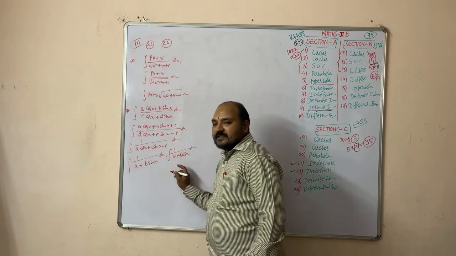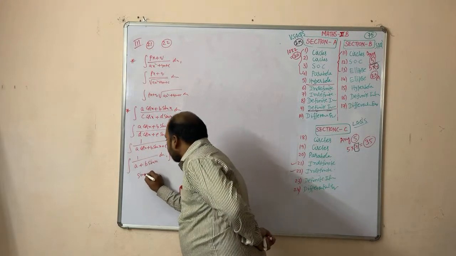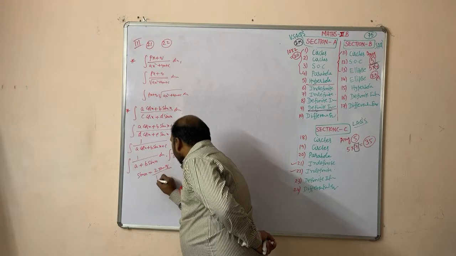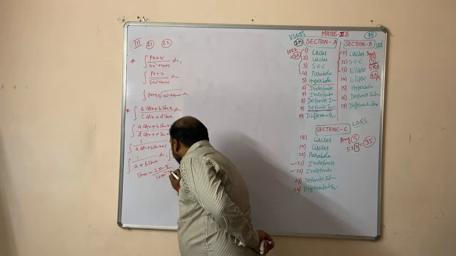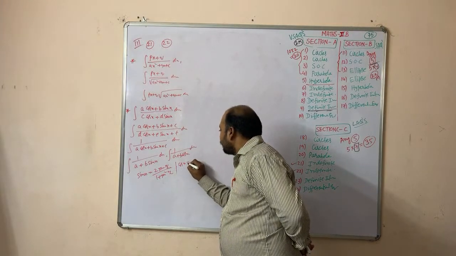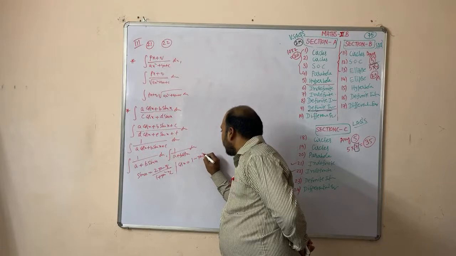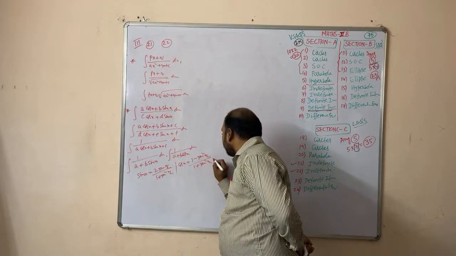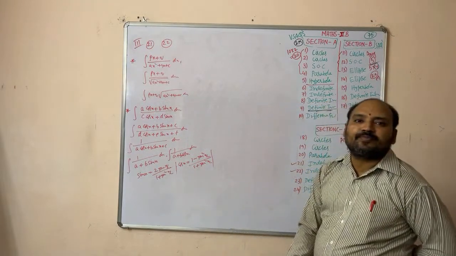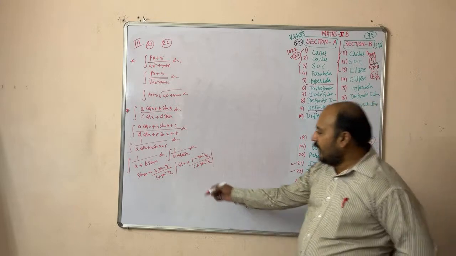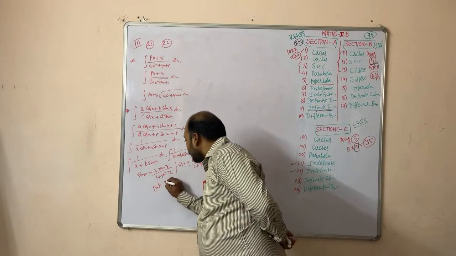To evaluate these types of problems, write sin x and cos x in terms of tan: sin x is 2 tan(x/2) by 1 plus tan square(x/2). Similarly, cos x is 1 minus tan square(x/2) by 1 plus tan square(x/2). This is the way you can do it, and put tan(x/2) equal to t.